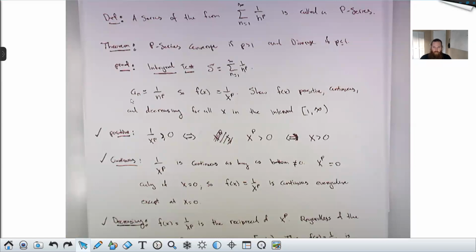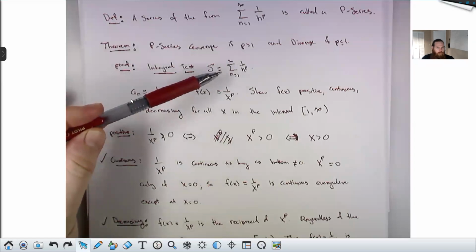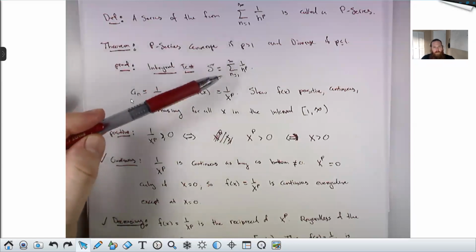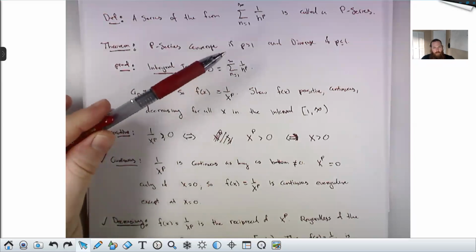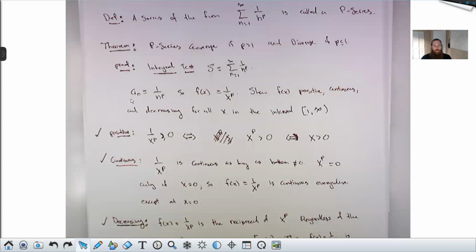But they do have a lot of similarities. And here we were able to use the fact that those two have a lot of similarities to say that these series, these p series, converge if and only if p is bigger than 1. What that means is these p series converge if p is bigger than 1 and diverge if p is less than or equal to 1.